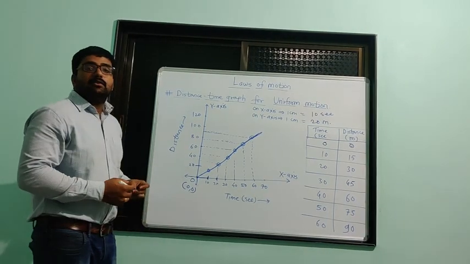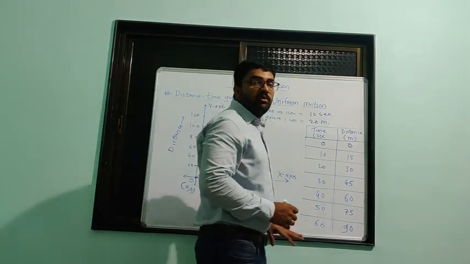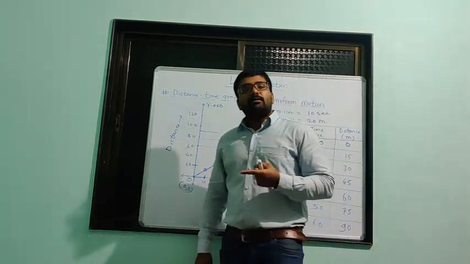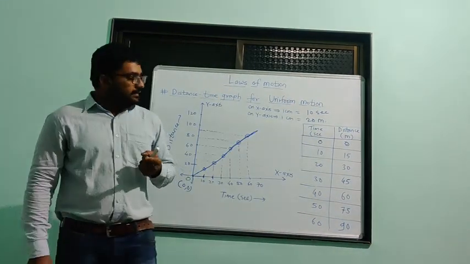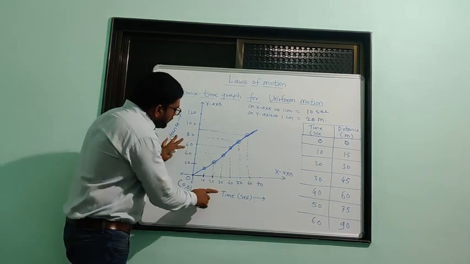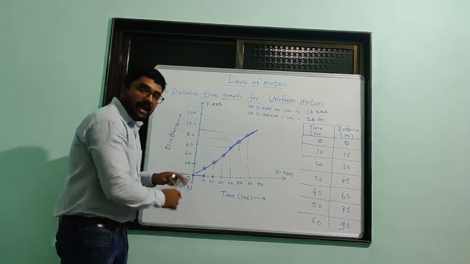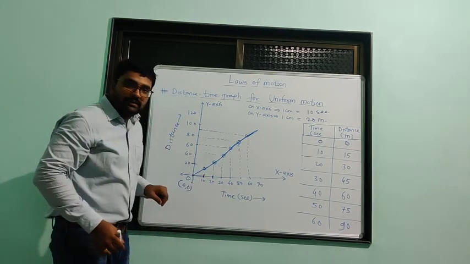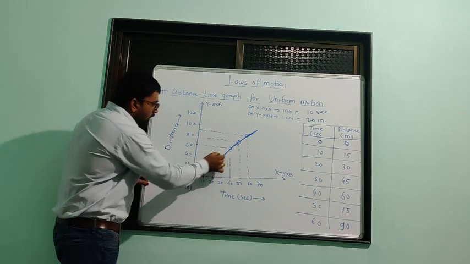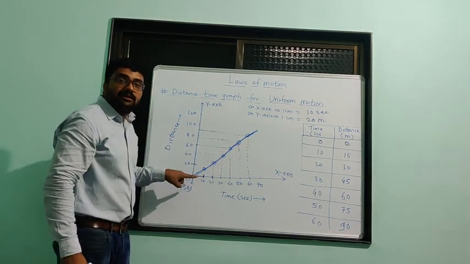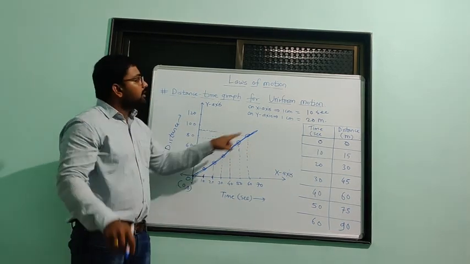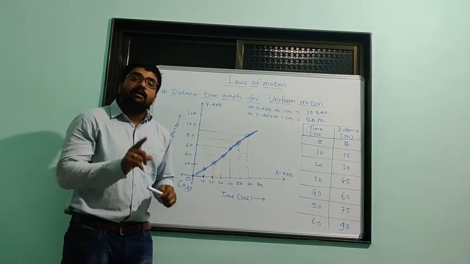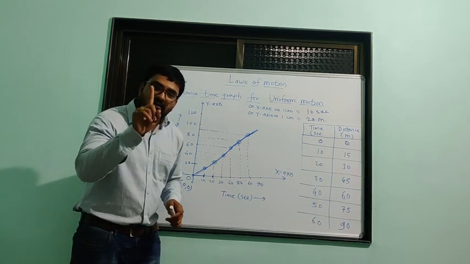So remember what happens in uniform motion. Uniform motion means simply equal distances are covered in equal intervals of time. Then if you draw the distance-time graph, at that time your graph will be a straight line. All points of the graph will be in a straight line. So remember, for uniform motion, the graph of distance and time is always a straight line.